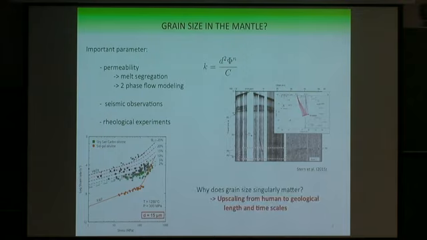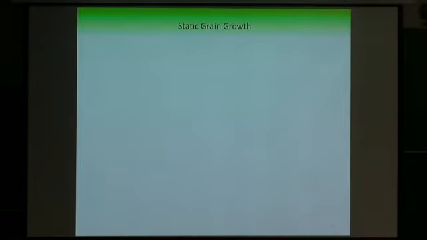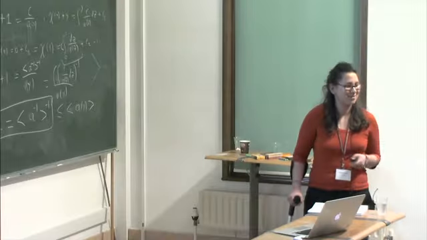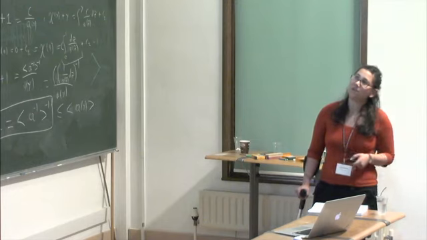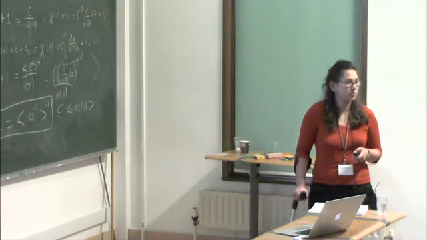But most importantly, why does grain size singularly matter? Well, we need to upscale from human length and time scales to geological length and time scales. So I'm going to talk about static grain growth. When I say static grain growth, it's done without any deformation processes. Because Uli was stating previously that grain growth is not static, it's a dynamic system, since the grain size is continuously evolving. And so to continue on that, there are two types of grain growth mechanisms.